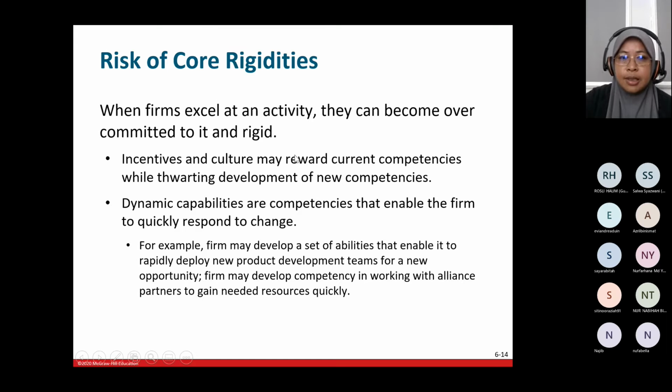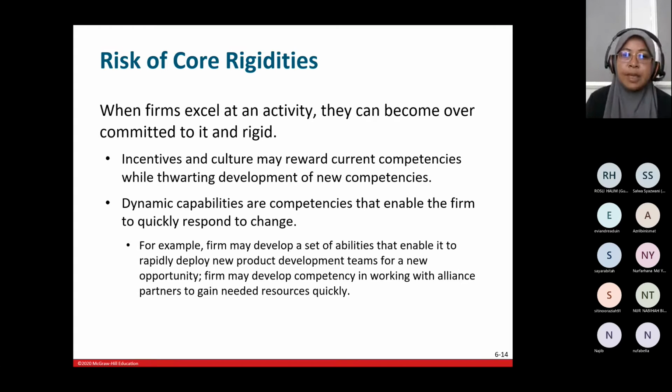So incentive and culture may reward current competency while supporting development of new competency. What I mean by this is that it may reward, however, at the same time, it is also limited in terms of new competency. And dynamic capabilities are competencies that enable the firm to quickly respond to change. That's why people say that a firm has to be dynamic. You cannot be too rigid. Too rigid meaning that you have to follow every step without asking.